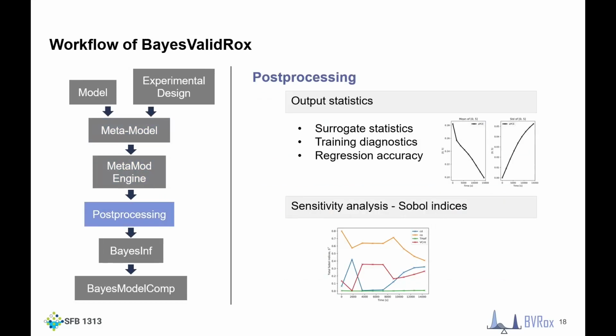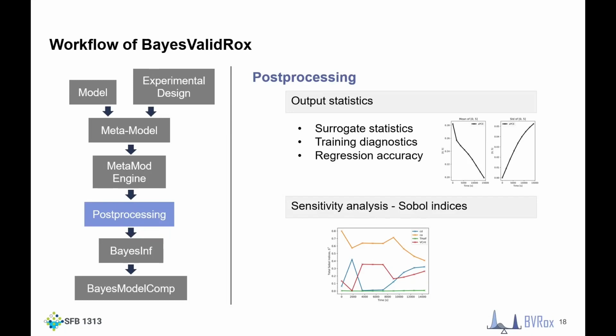In addition, I can just look at some other statistics. I can just ask my PCE for the mean and for the standard deviation of my surrogate, for some training diagnostics, and there's also methods for regression accuracy and sensitivity analysis, specifically total Sobol indices here, because these are really cheap to evaluate and cheap to compute for APCs.